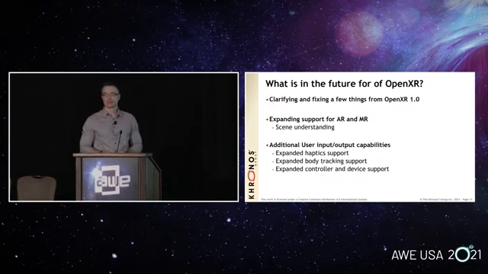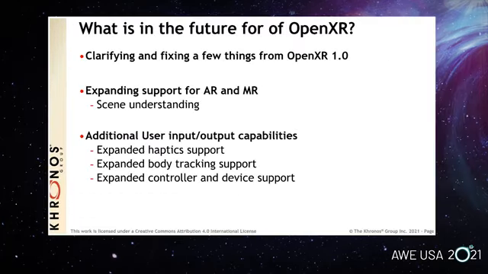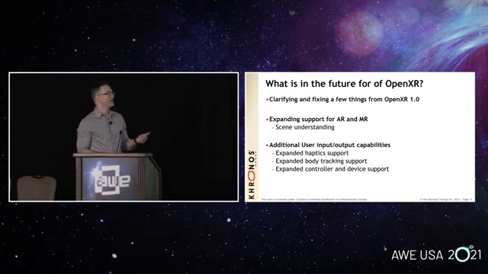So what's in the future for OpenXR? So as I mentioned, we've released the 1.0 specification, which is great, but you always find things like, wow, we really should have done this differently, or this isn't working out, as we're getting more and more experiences with real applications. So we're gonna go back and fix some things. We're also expanding support for AR and MR. So as I mentioned, we're doing real hand tracking.